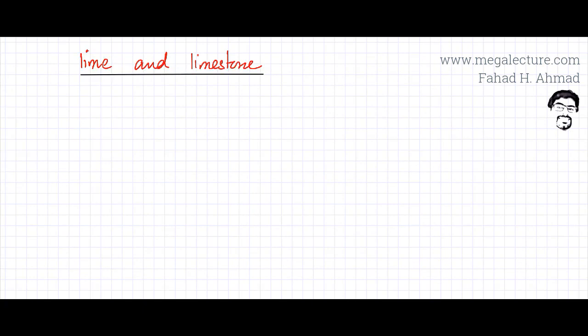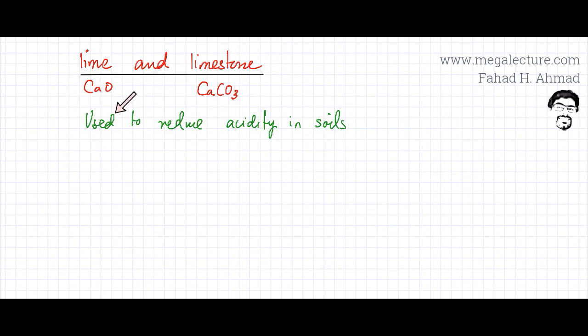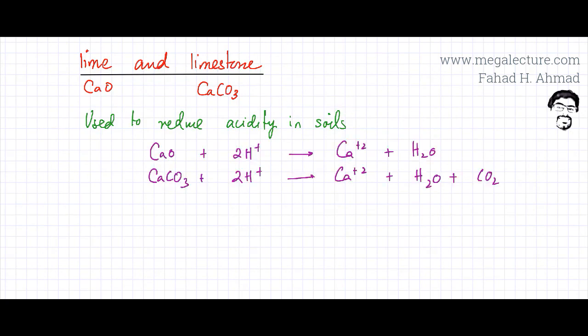I'm going to discuss the uses of lime and limestone. Lime is calcium oxide, and limestone is calcium carbonate. Both of them are used to reduce acidity in soils. They react with the H+ ions in the soil. CaO, calcium oxide, and calcium carbonate are both basic in nature. Bases react with H+ ions and neutralize them.